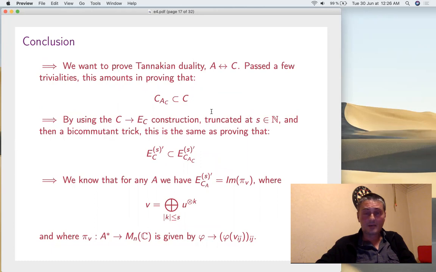So time for a summary. We want to prove Tannakian duality, right? Past a few trivialities, which means that three of the inclusions are implied by the first one, you just want to prove this inclusion. Now, by using this linearization construction and truncation and bicommutants of three things in a row, it's the same as proving this thing, which might look complicated, but is not, because at least at right, this is just the image of this coefficient thing for this big representation summing all the Peter-Weyl representations up to level S.